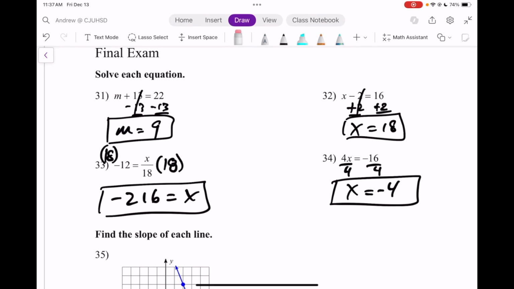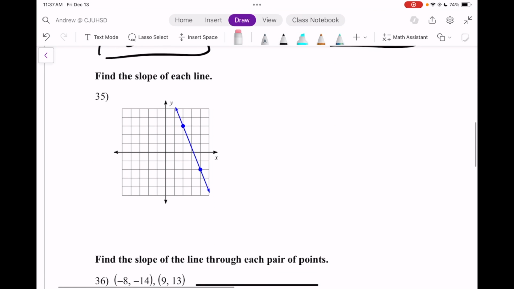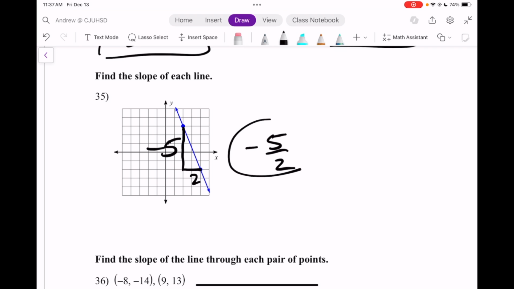33, find the slope of the line. Slope here goes down. How many? 1, 2, 3, 4, 5, 6. Oops, too far. 1, 2, 3, 4, 5. And over 2. And it's down. It's -5 and over 2. So -5 over 2.